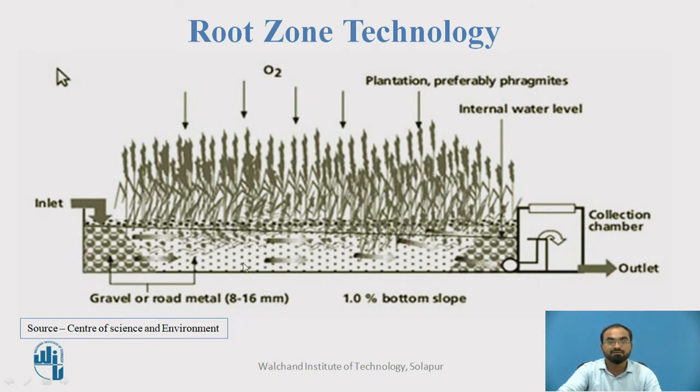wastewater. The gravel should be between 8 to 16 mm and the slope for which the wastewater should flow is given around 1%. As the wastewater flows, slowly it is being treated by the microorganisms. The treated water will be taken out from the outlet. These reed plants, or we can use different plants which should be capable of growing themselves on the gravel. We have to use those plants, and we have to ensure that a large amount of oxygen is taken from the atmosphere and given out in the gravel area.